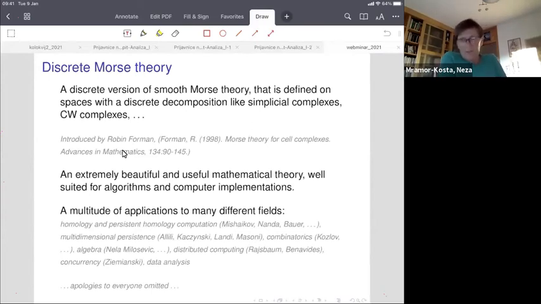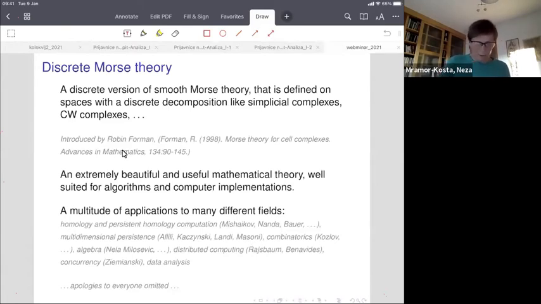It turned out that this is, at least in my opinion, a very beautiful theory and extremely useful, and it's actually been applied to many different fields. One of the benefits of this theory compared to smooth Morse theory is that, due to the fact that it works on discrete objects, it's very well suited for algorithms and for computer implementations, which is important in data analysis, for example.